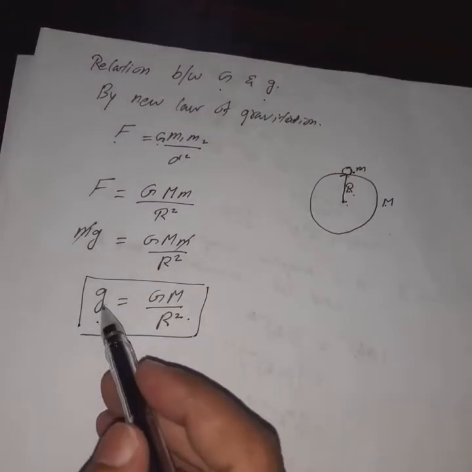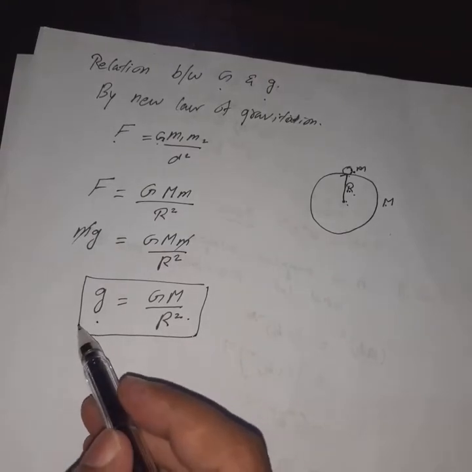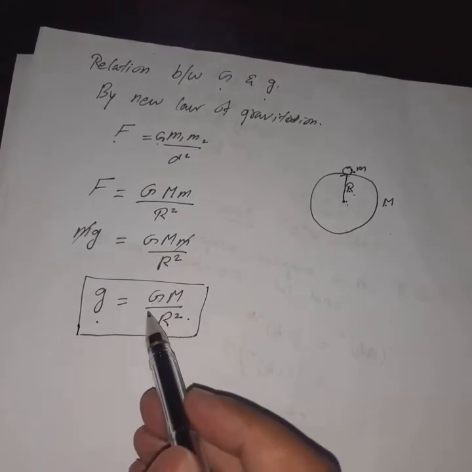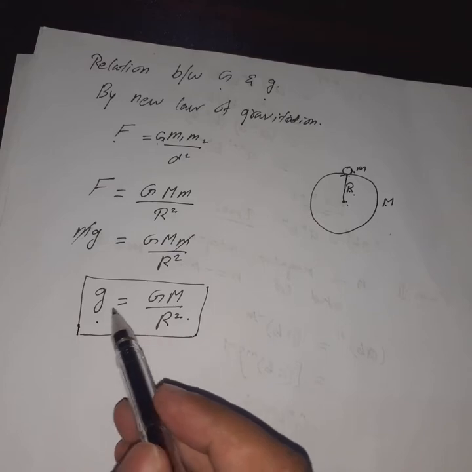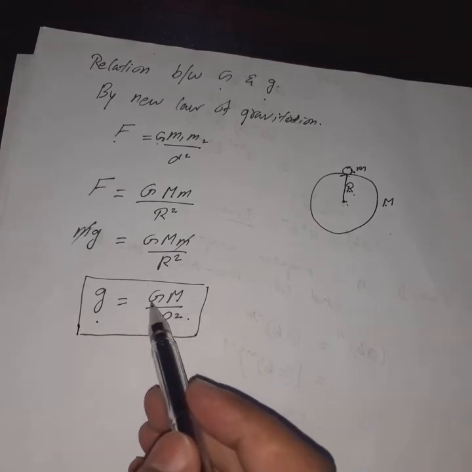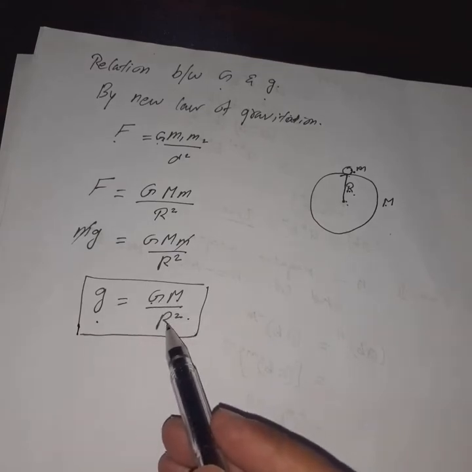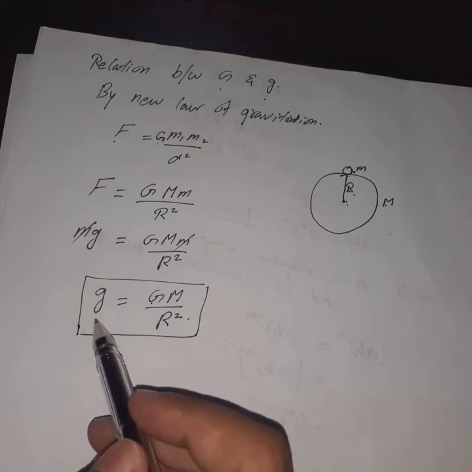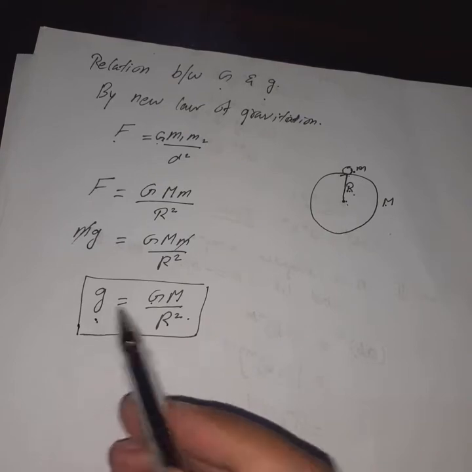So we can find the gravitational acceleration at the surface of the Earth by this equation. If we put the mass of Earth M, the value of the gravitational constant, and the radius of Earth, we get the value of gravitational acceleration on the surface of Earth.